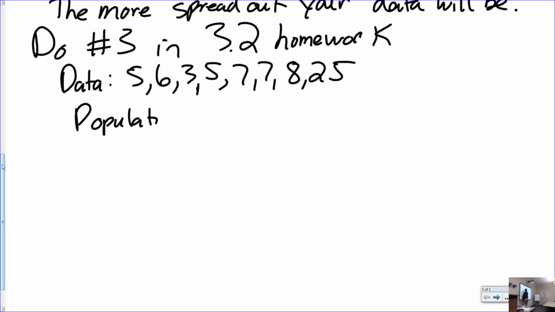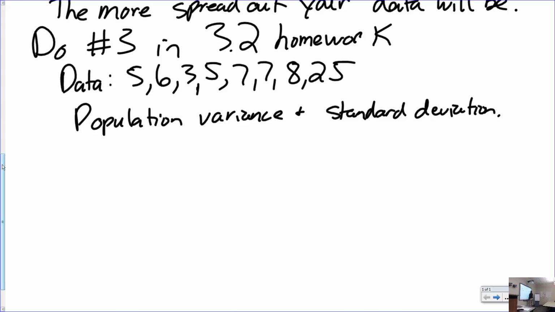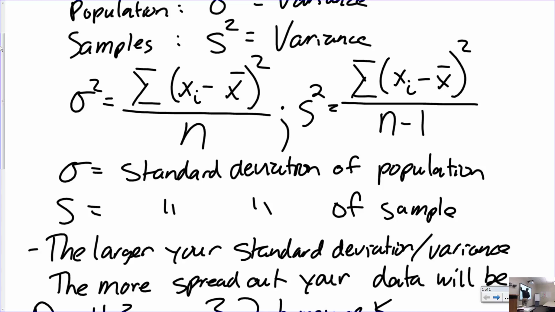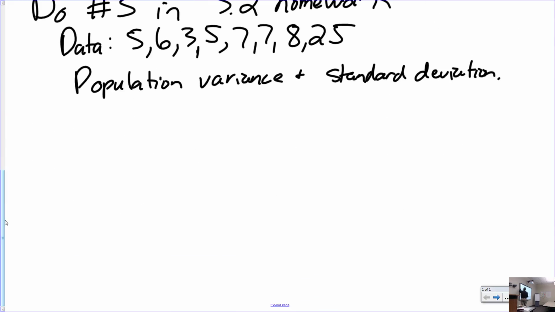So in this problem, it asks you to calculate population variance and standard deviation. In other words, how do you use those weird formulas I just wrote up there a little bit? So how do we apply this sigma squared formula? The sum of the numbers minus the mean squared. So, what's one of the first things I have to do? Well, I have to take each one of these numbers and subtract the mean.